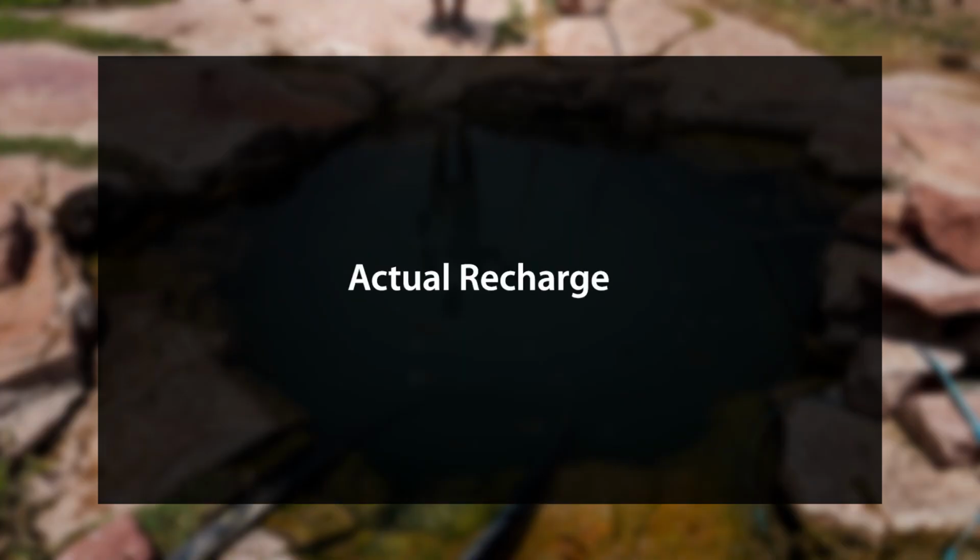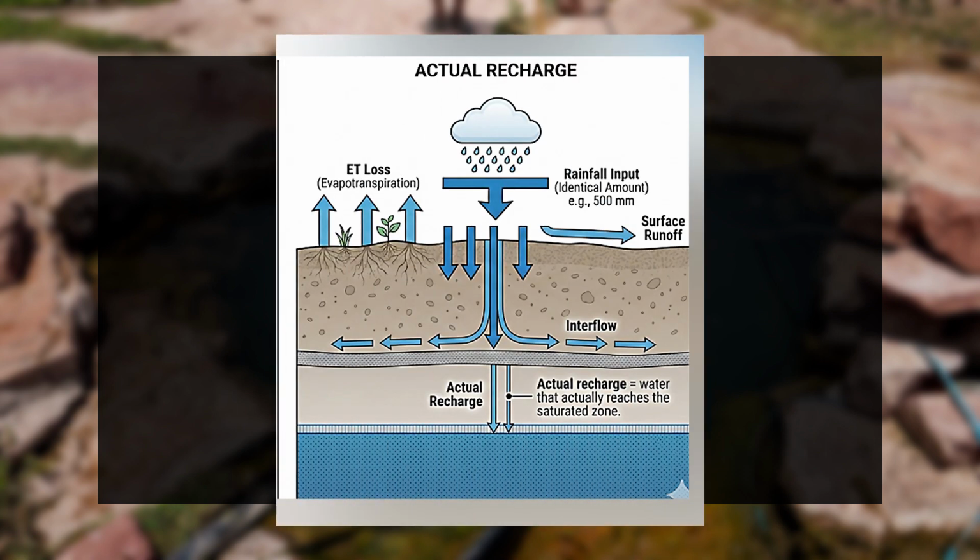Field capacity is the amount of water that remains in the soil after it has been thoroughly soaked and allowed to drain freely. It represents the maximum moisture level that the soil can hold against the pull of gravity before extra water flows downward. Once this limit is reached, any additional water drains away to become groundwater recharge. The second is the actual recharge. Actual recharge is the amount of water that actually reaches the saturated zone, that is the main aquifer.